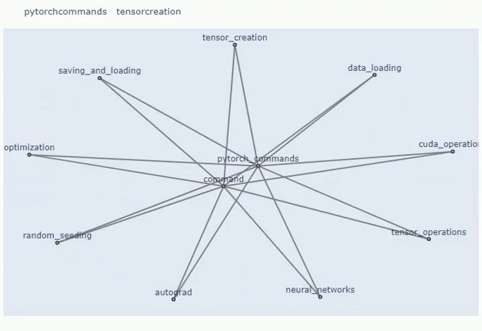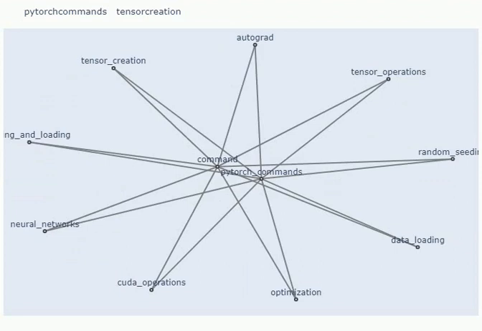CUDA operations. Command: torch.cuda.is_available(). Description: returns a boolean indicating if CUDA is currently available. Command: tensor.cuda(device). Description: moves a tensor to GPU memory. Command: tensor.cpu(). Description: moves a tensor to CPU memory.